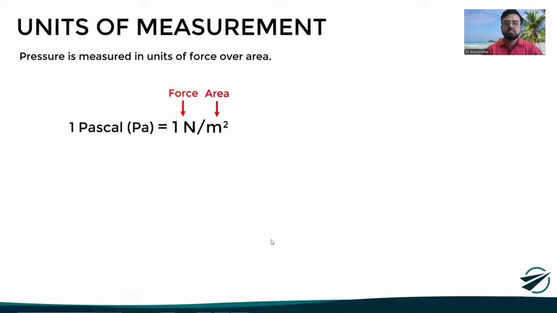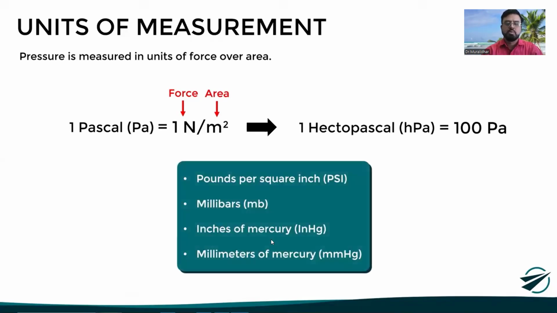However, in meteorology, to measure atmospheric pressure, the hectopascal is often used, which is equal to 100 pascals. Hecto means 100. However, the hectopascal is not the only unit of measurement used. Other widely used units are pounds per square inch, millibars, inches of mercury, and millimeters of mercury.